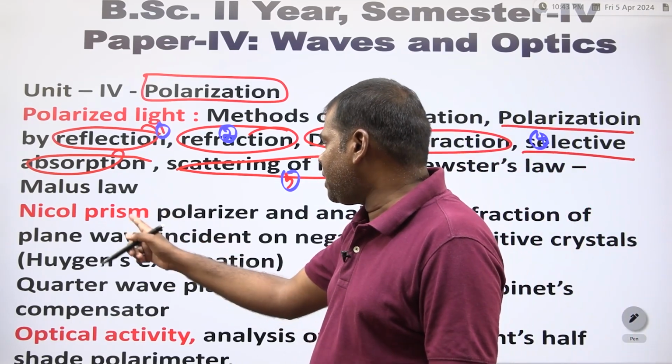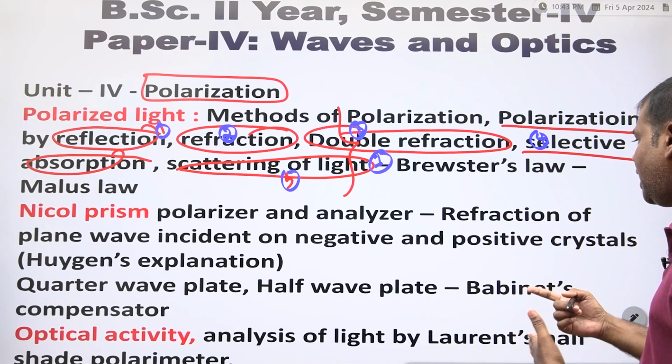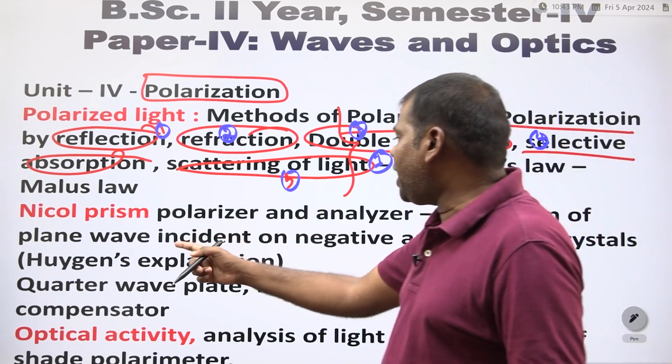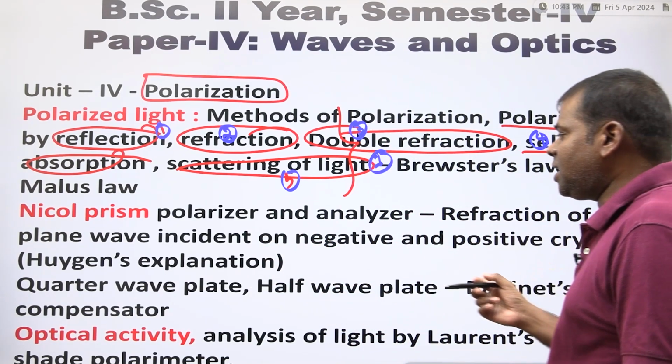Now the Nicol prism. Nicol prism can act as a polarizer and analyzer. Refraction of plane wave incident on negative and positive crystals.